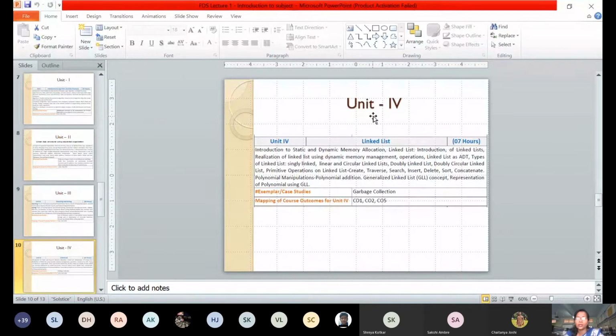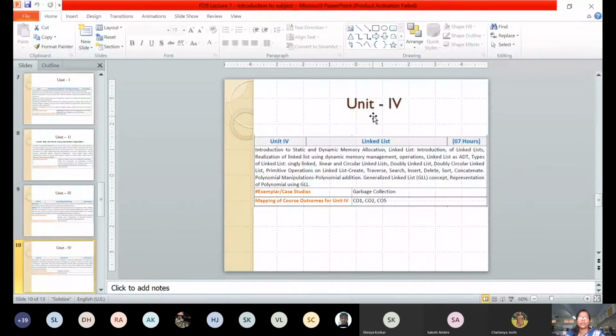And what contents are we going to learn in this unit? You will be learning an introduction to the linked list, then how we use dynamic memory management for the linked list, what kind of operations we can perform on the linked list, then what are the types of linked list like singly linked list, circular linked list, doubly linked list, doubly circular linked list, and so on. And then at the end you will see which course outcomes are satisfied by unit number 4, that is CO1, CO2, and CO5. So unit number 4 talks about linked list as a data structure.